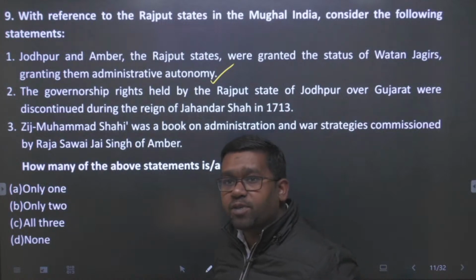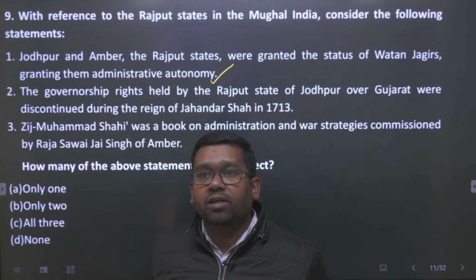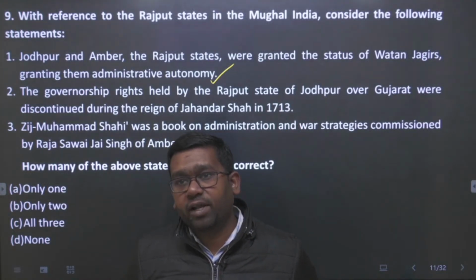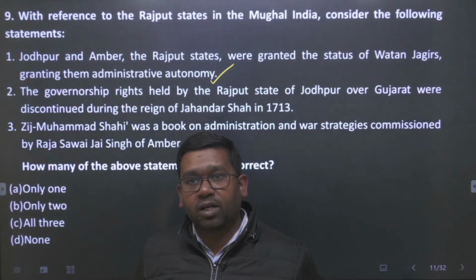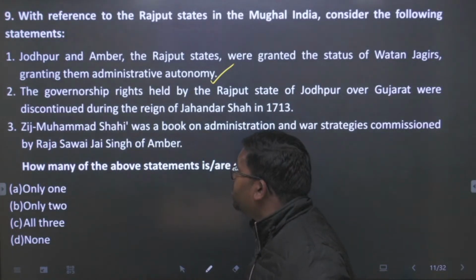There were 4 types of Jagir you must be remembering from the medieval period. One was the Tankhwa Jagir, which was given in lieu of salary. The other was the Watan Jagir. Watan Jagir was given to Zamindars or local rulers. They were not transferable and they were hereditary. So, this is true.